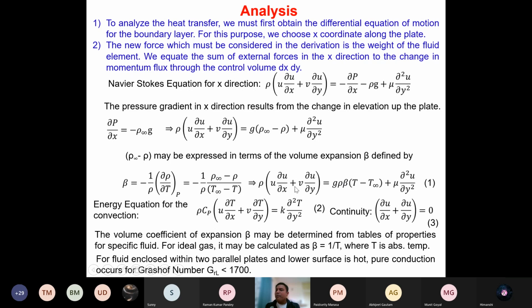So this represents the momentum balance. Similarly, we can apply the energy balance. The energy balance is going to give us another equation. And also there will be a continuity equation, isn't it? So all three equations have to be solved simultaneously in order to obtain the complete picture of natural convection.